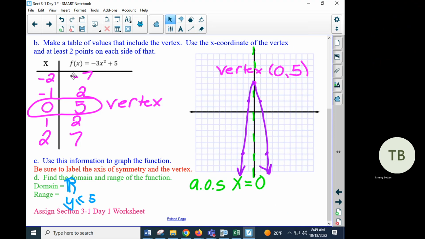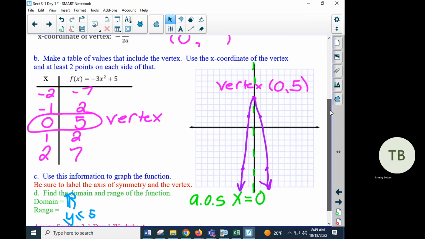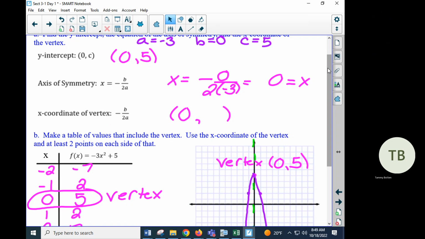So you have 4 of these problems to do today. There's 2 on the front and 2 on the back. One thing I just want to say, when it says x coordinate of your vertex, I kind of put it as an ordered pair. Whatever this is, that's going to be the x coordinate of your vertex. So if you just put 0 there, that's fine. Okay. And I do have a key posted on Schoology as well as I put it up on the podium.